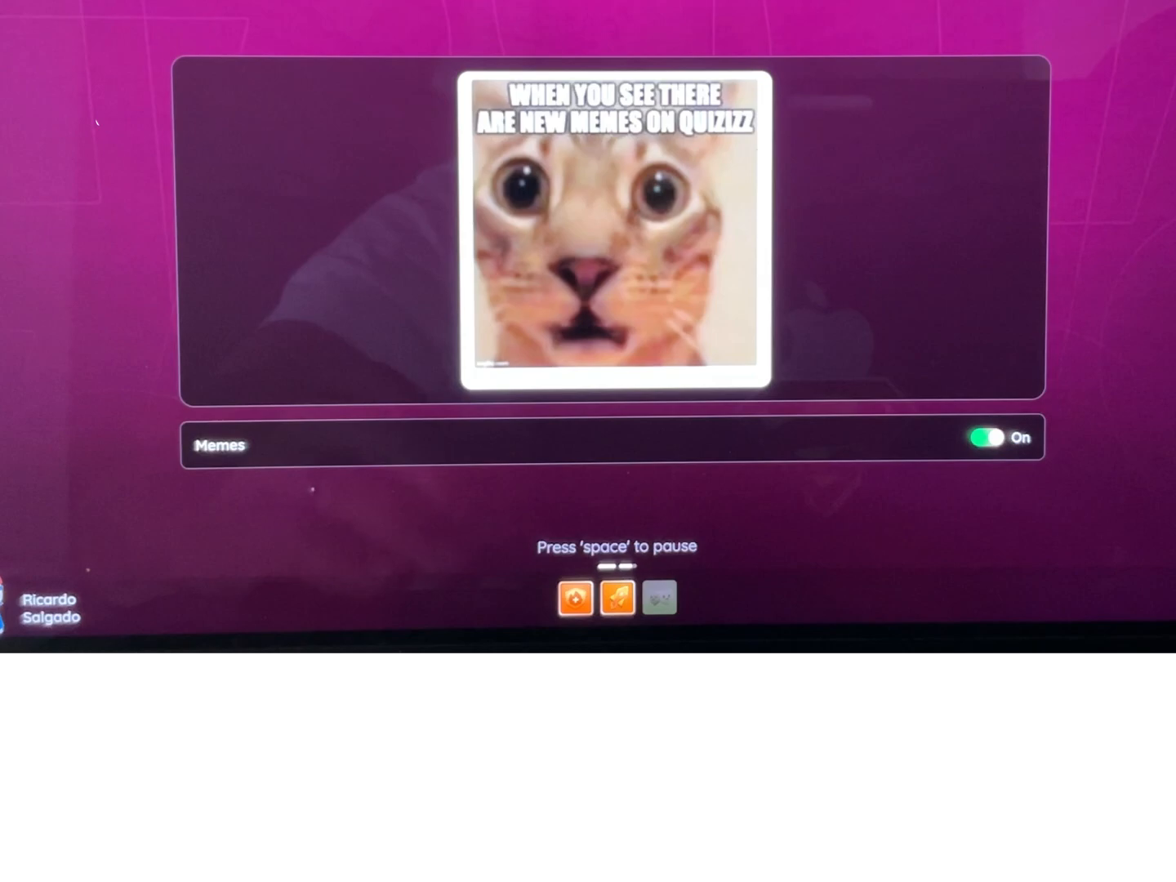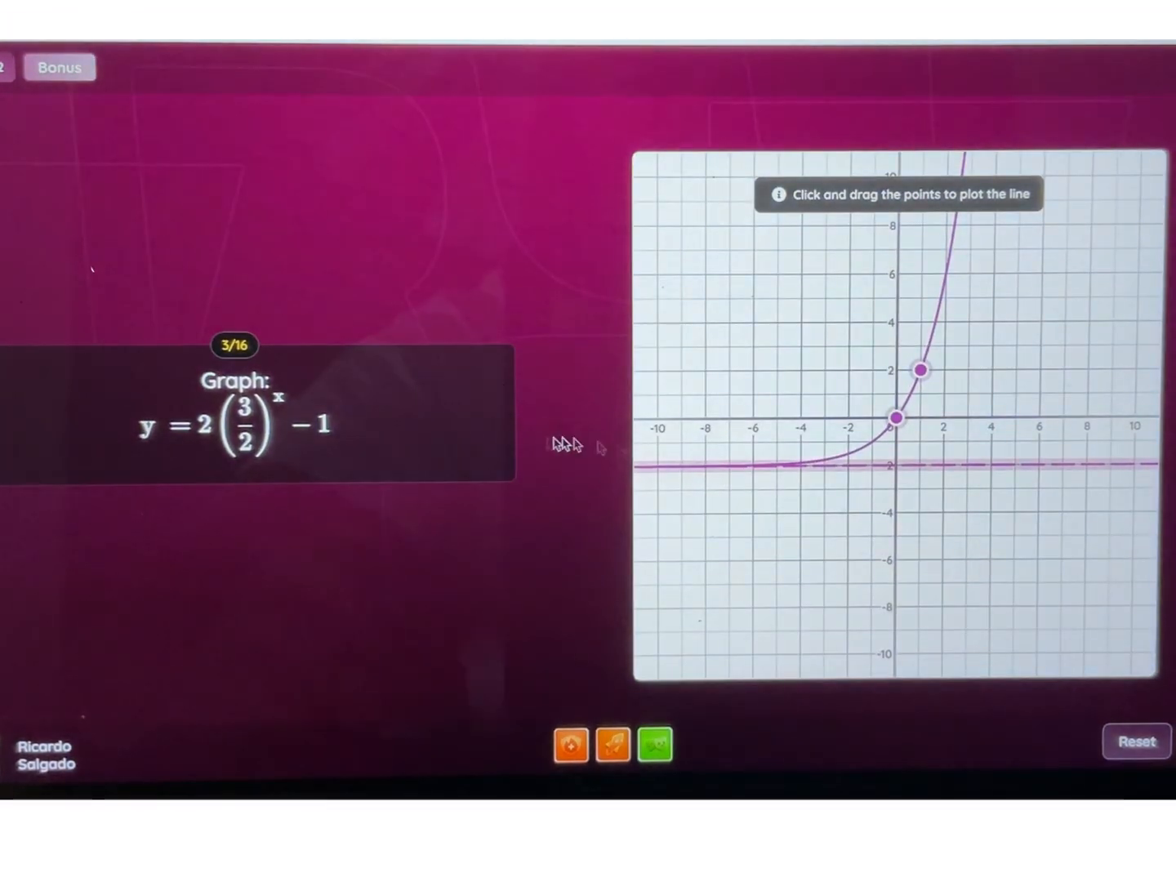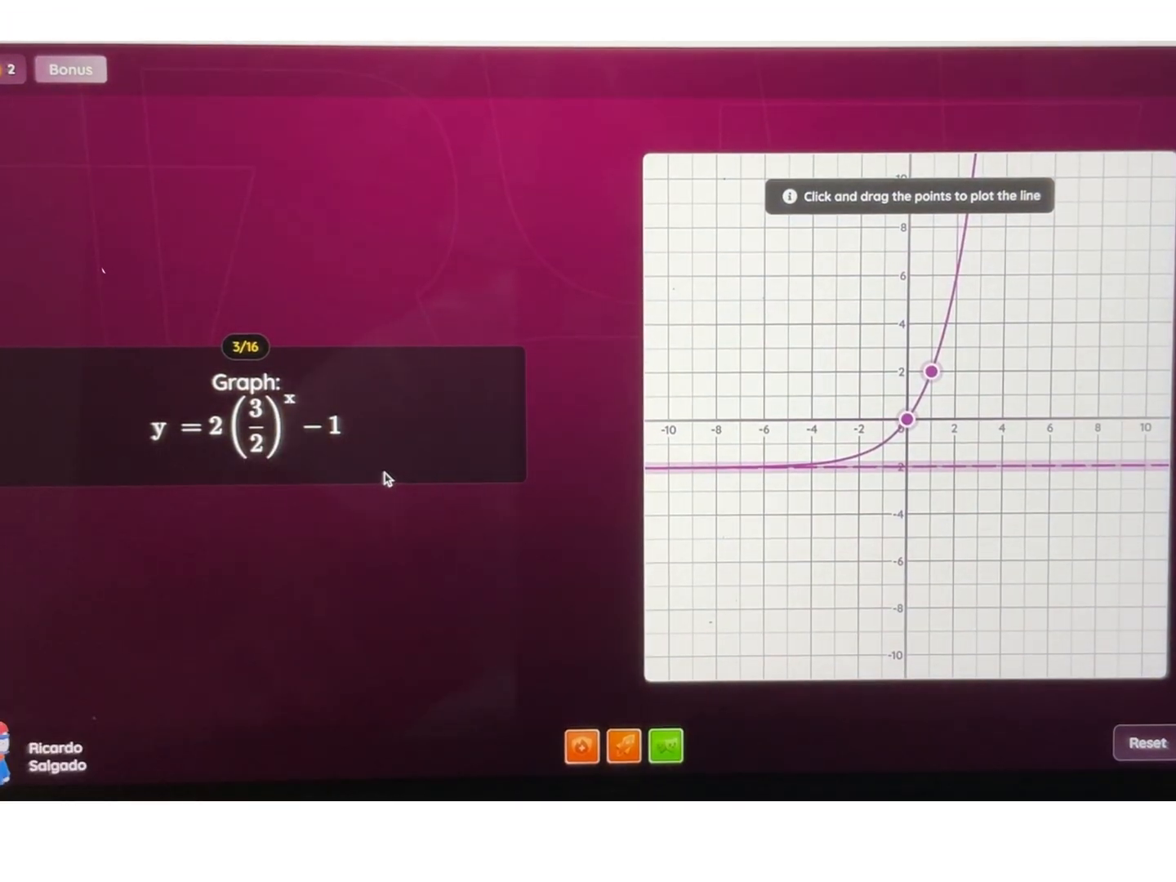Moving on. Super easy. Start with the asymptote. Y equals k. In this case, y equals -1. So take this, which is at -2 right now, move it up to -1, and you're good.